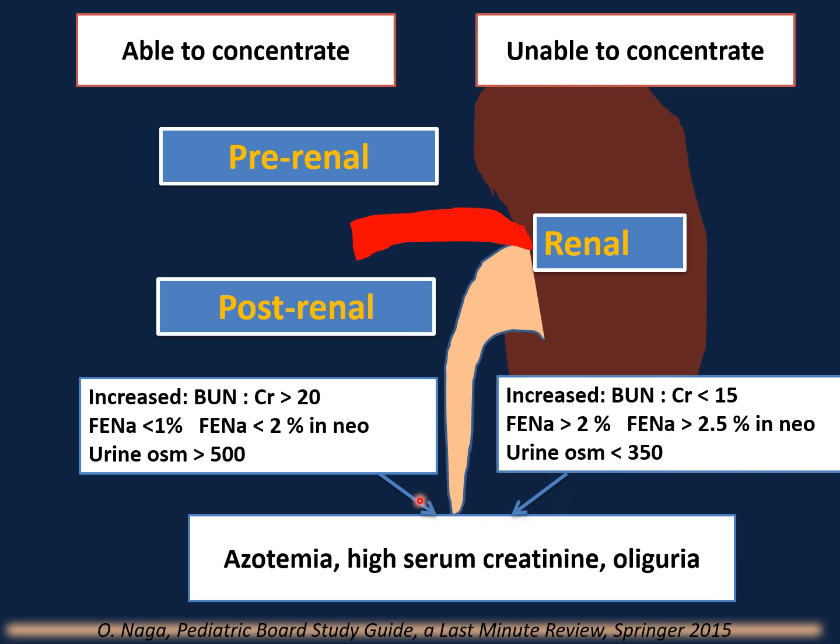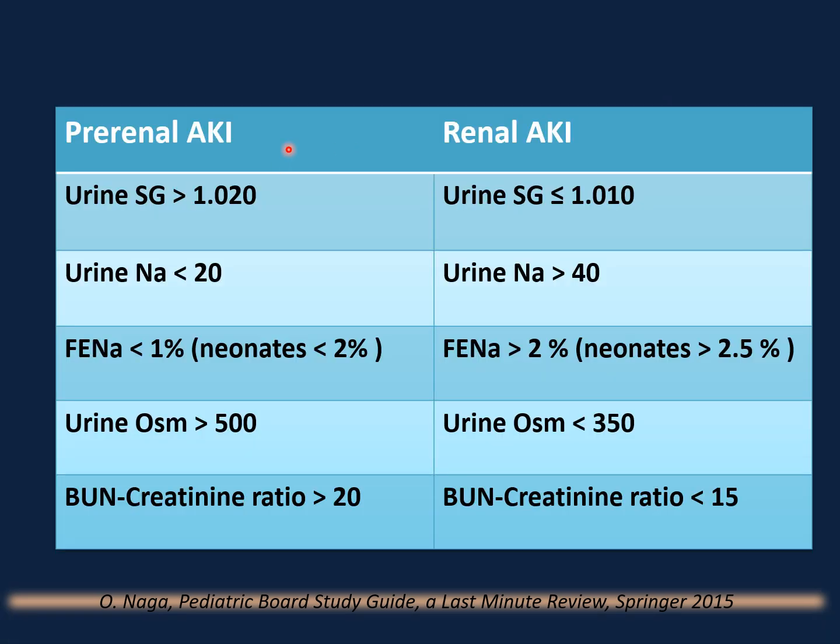In both cases, they present with azotemia, increased BUN or blood urea nitrogen, high serum creatinine, and oliguria or decreased urine production. To emphasize the difference between pre-renal acute kidney injuries and renal or intrinsic acute kidney injuries in pediatrics, urine specific gravity in pre-renal will be elevated, and will be low in cases of renal. Urine sodium will be less than 20 in cases of pre-renal. Urine sodium will be more than 40 in renal.